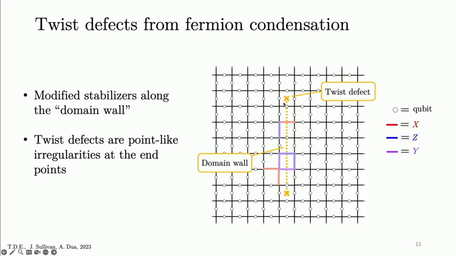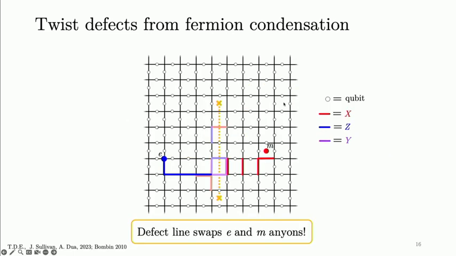Well, twist defects exhibit 2 notable properties. The second follows from the first. Here we see that this domain wall exchanges E and M anions. If I take an E anion and move it across the domain wall, it turns into an M anion. This is to say that there's a string operator that creates an E anion on one side, an M anion on the other, and commutes with all the stabilizers, all the modified stabilizers along the domain wall.